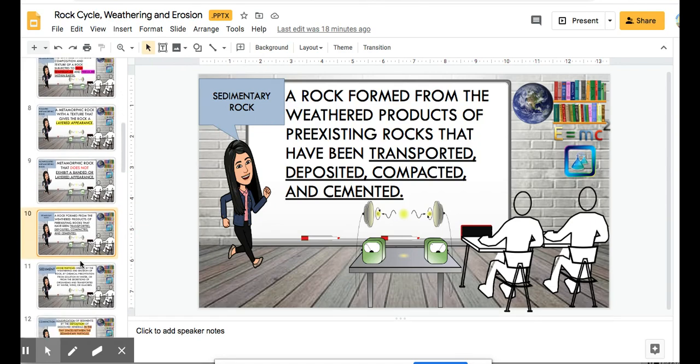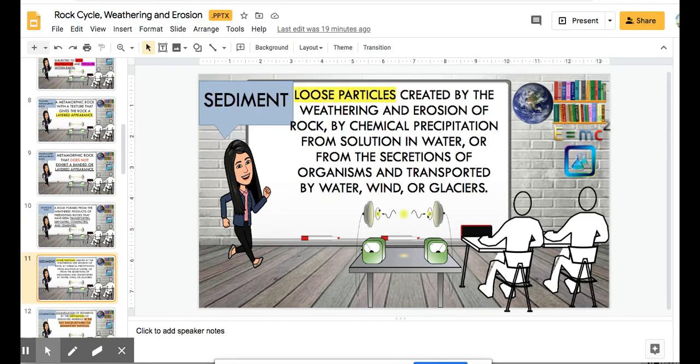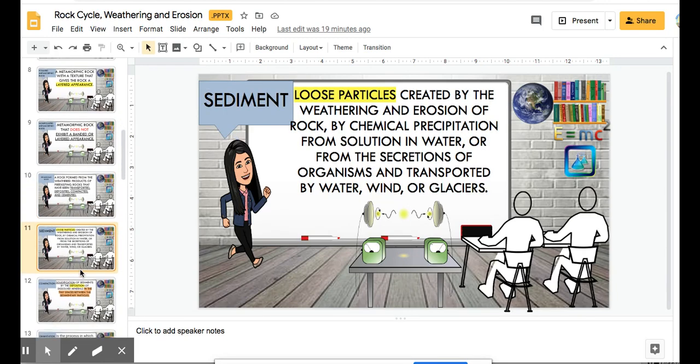The third type of rock is the sedimentary rock. Sedimentary rock is a rock formed from the weathered products of pre-existing rocks that have been transported, deposited, compacted, and cemented. What are sediments? Sediments are simply loose particles created by the weathering and erosion of rock, by chemical precipitation from solution in water or from the secretions of organisms, and transported by water, wind, or glaciers.